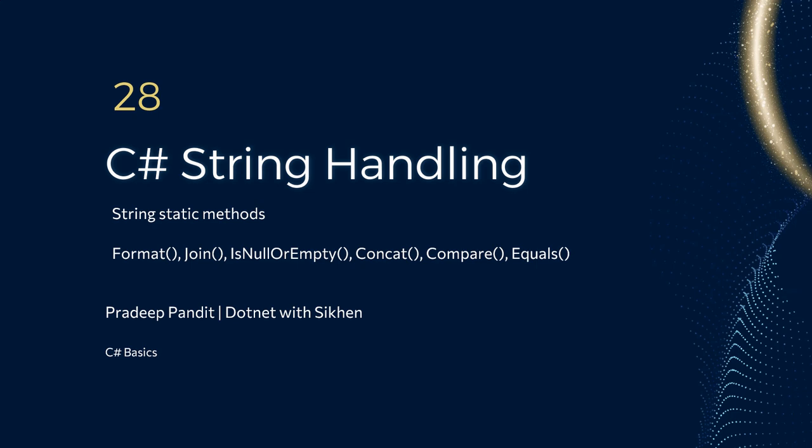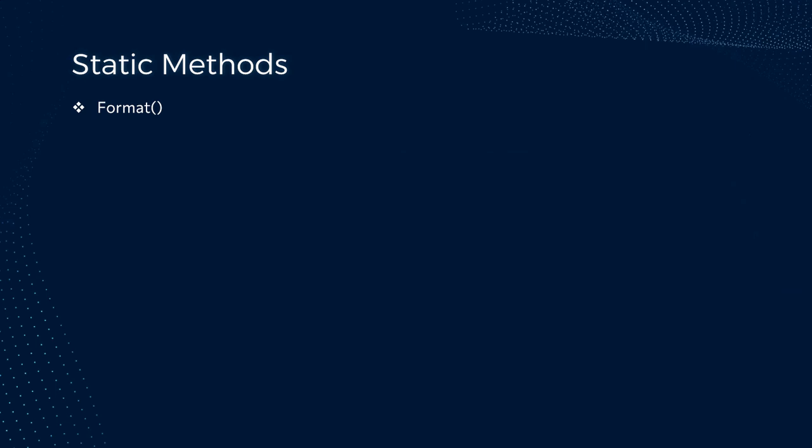So today we will be discussing the most important static methods in string handling. We'll have Format, Join, IsNullOrEmpty, Concat, Compare, and Equals. So let's get started. Static methods are those methods which are called with the help of the class name.